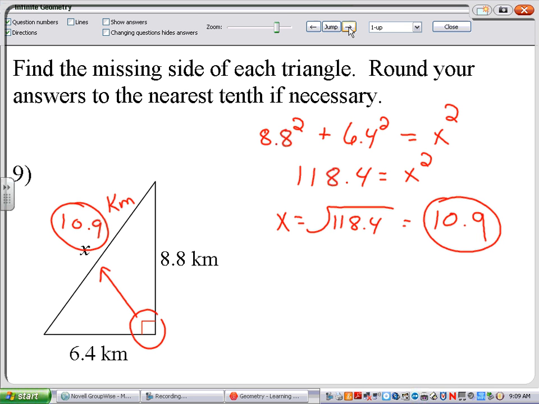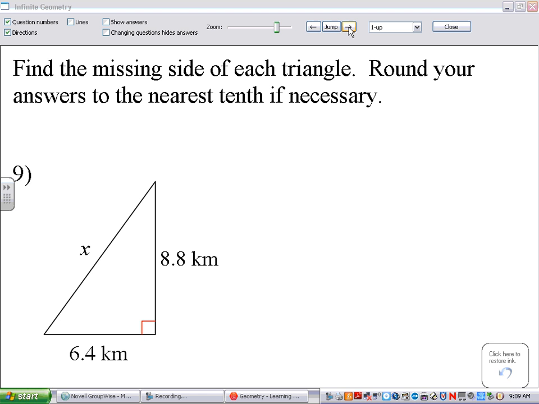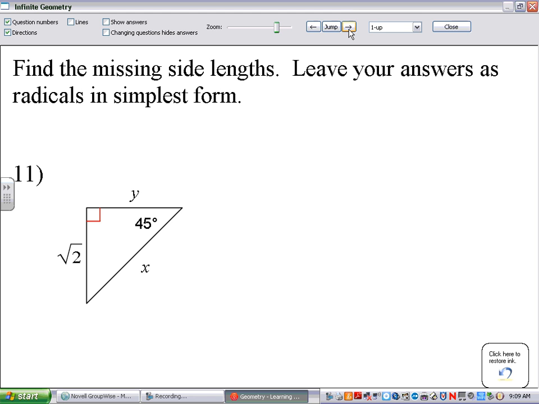All right, we're ready for number 11. Again, just doing the odds here. Let me go to this one. Number 11, different directions: Find the missing side lengths, 2 answers. Length is plural. Leave your answers as radicals in simplest form.